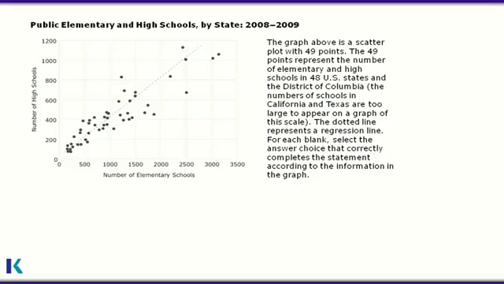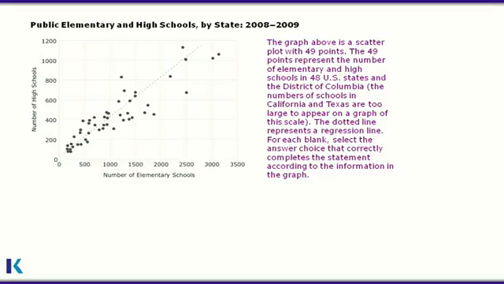Here's another scatter plot. First, familiarize yourself with the text that describes the graph. It tells you that each data point represents a state, or the District of Columbia, and that each state is plotted on the graph according to the number of elementary and high schools it contains. Now take a look at the graph to get the big picture.